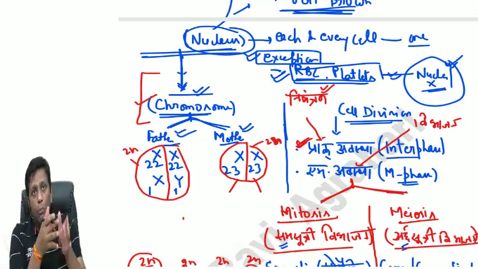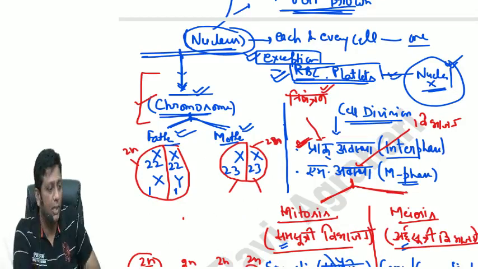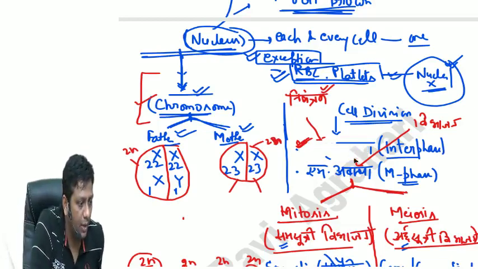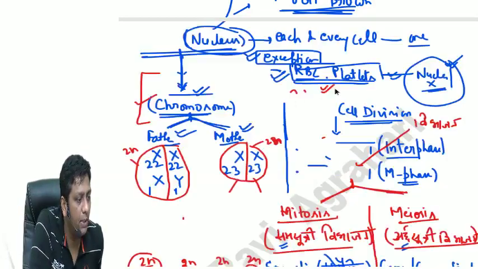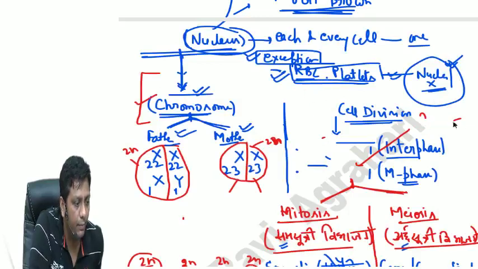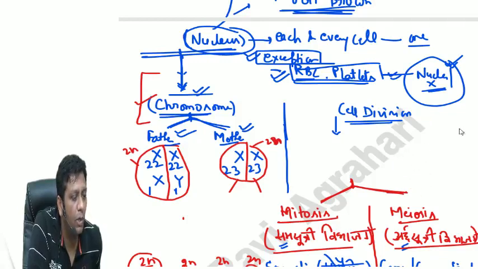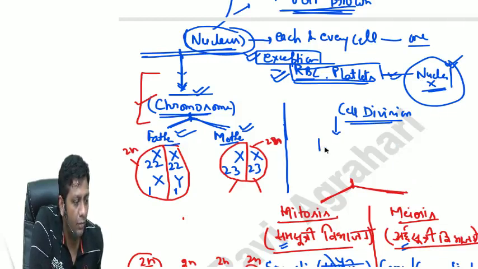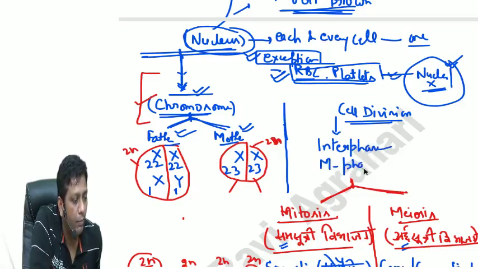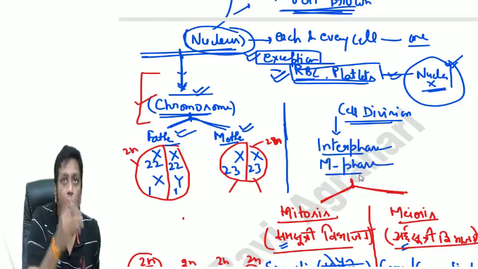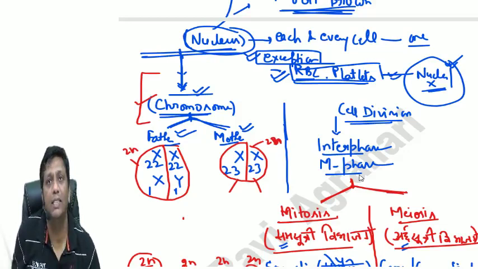Okay, parallelly one more discussion is required. What about the discussion? See, guys, there is some more concept required here about cell division. If you go into cell division, there are 2 steps in cell division that you should know. What are the 2 steps in cell division? The one is called interphase and the second is called M phase.